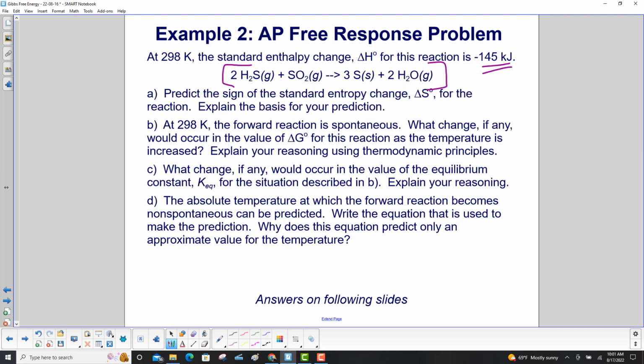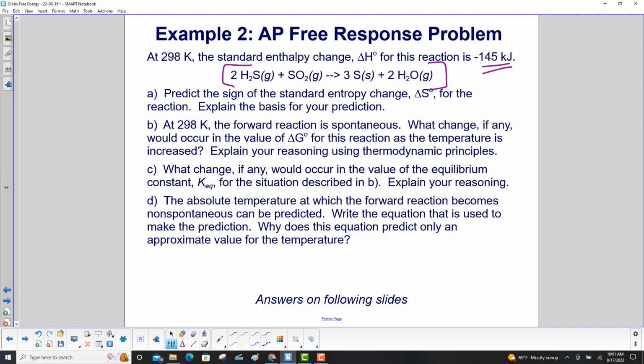B. At 298 K, the forward reaction is spontaneous. What change, if any, would occur in the value of delta G naught as the temperature is increased? Explain your reasoning using thermodynamic principles. C. What change, if any, would occur in the value of the equilibrium constant?